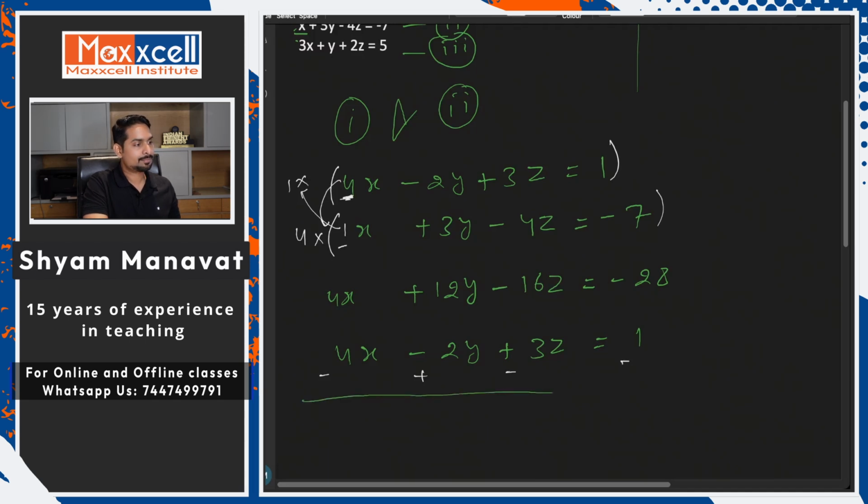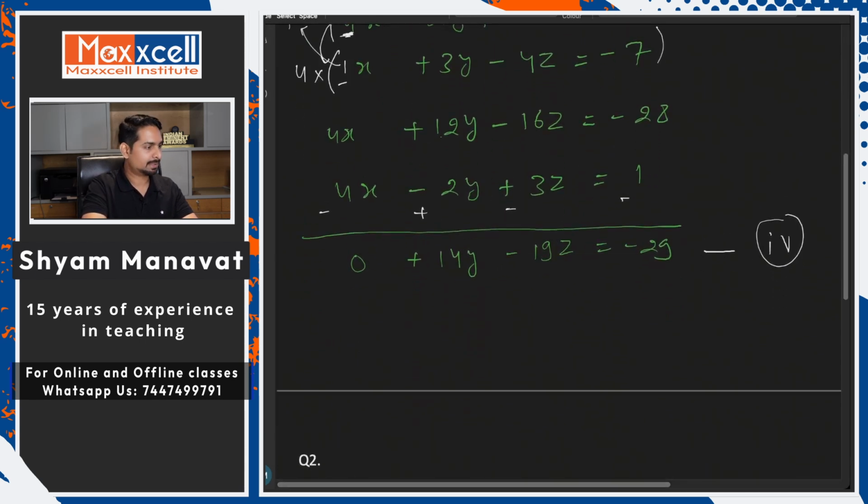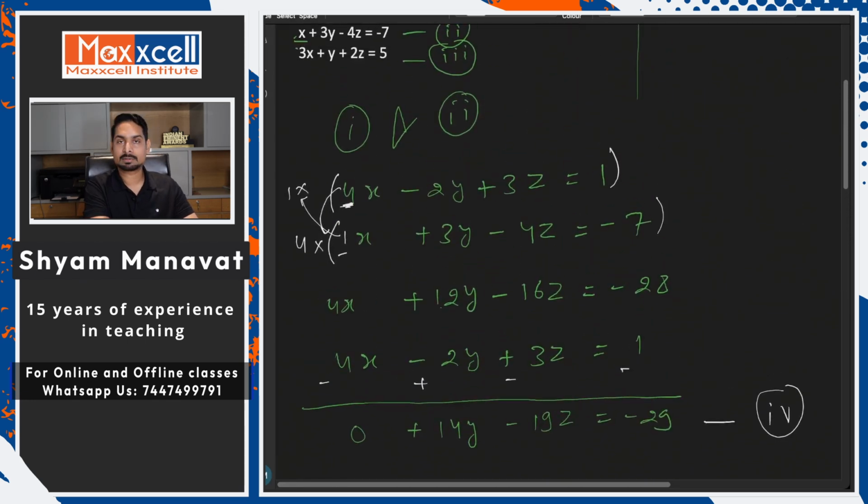Now, after changing the sign, let's add both of them. So I have 4x minus 4x is 0, 12y plus 2y is 14y, minus 16z minus 3z will be minus 19z equal to minus 29. Okay, let's call this equation to be equation number 4. Just see how is it going, then you will definitely understand. So as of now I made the combination of equation number 1 and 2.